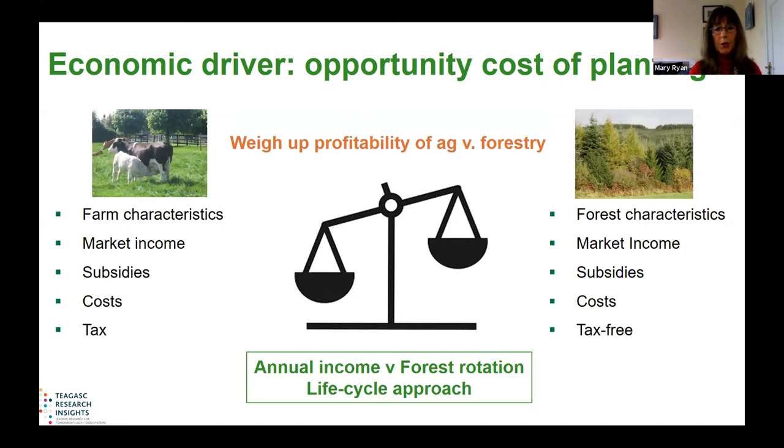The big difference between agriculture and forestry is the annual income from agriculture and the long forest rotations and the time span of the forestry return. Because of this, and in order to compare apples with apples, we need to take a life cycle approach. So we look at the returns over the entire life cycle of a forest.